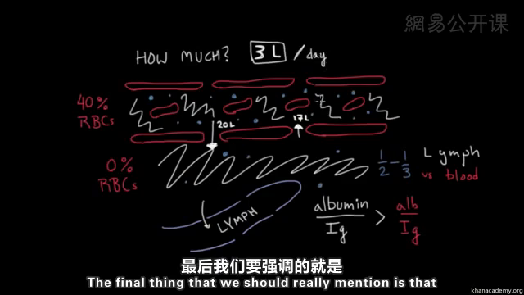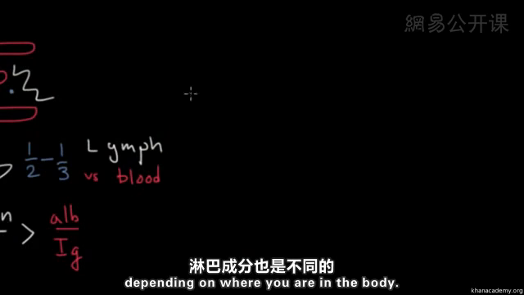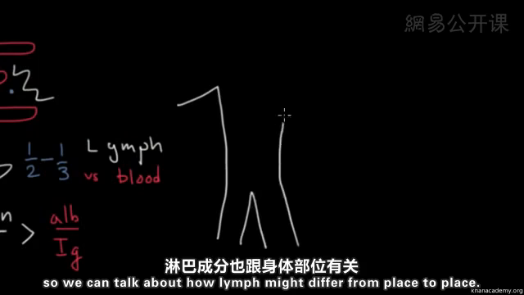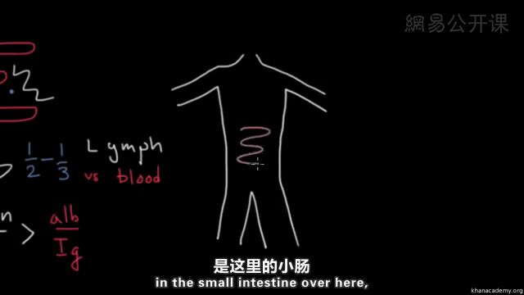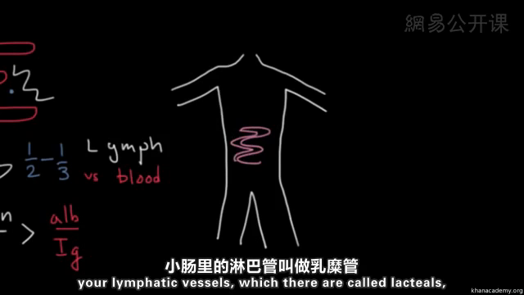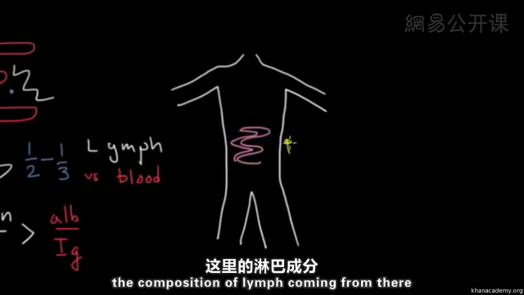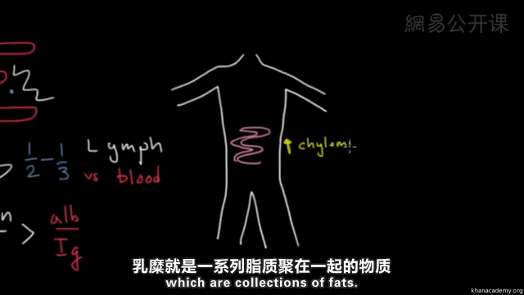The final thing that we should really mention is that lymph has a different composition depending on where you are in the body. So let's quickly look at a human body so we can talk about how lymph might differ from place to place. Here's a human, and one thing we talked about was how in the small intestine over here, your lymphatic vessels, which there are called lacteals, are taking up a lot of fats, a lot of chylomicrons. As you might guess, the lymph coming from there is going to be much higher in those chylomicrons, which are collections of fats.